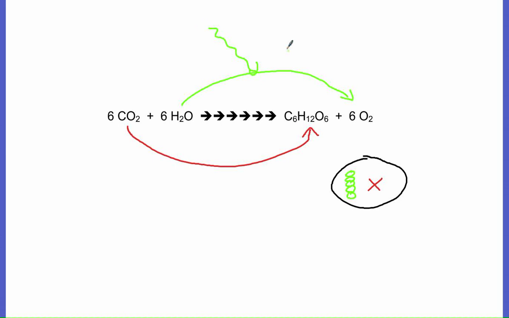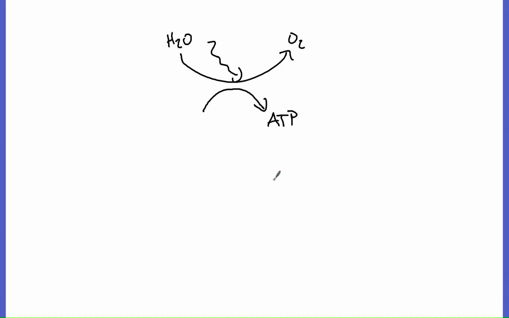So I have my photo part that needs light. I have my synthesis part that doesn't need light, but they are dependent on each other. They are connected to each other. So we should understand that as I'm splitting the water and getting oxygen out, with the help of some light energy, I'm able to power the production of ATP. But then I'm going to use that ATP in my light independent reactions.